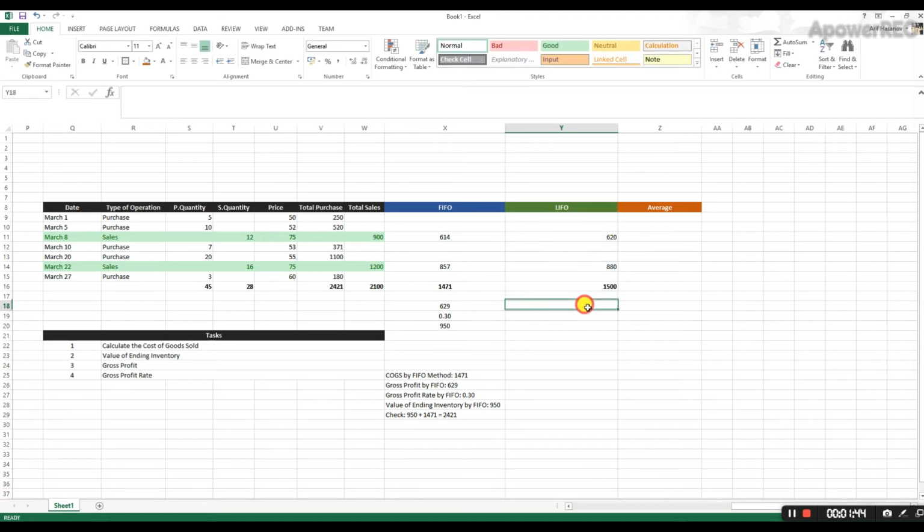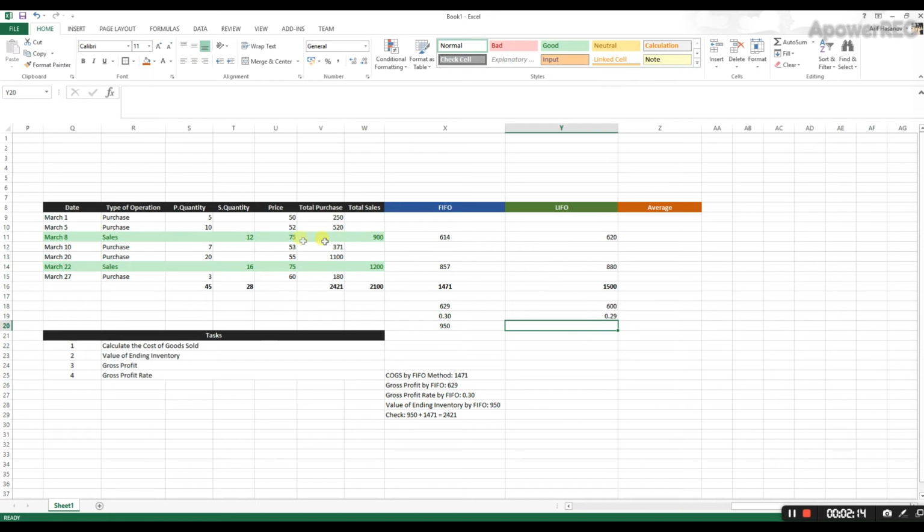1,500, and we can do the gross profit. So this is our sales minus this one, and we know that gross profit rate is this divided by sales. And we can calculate our ending inventory.